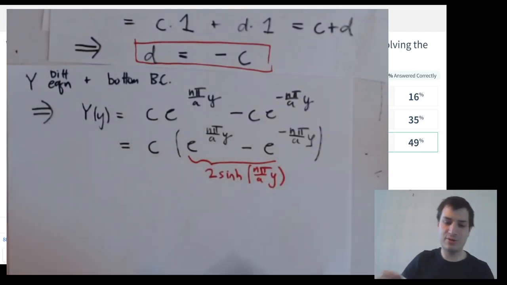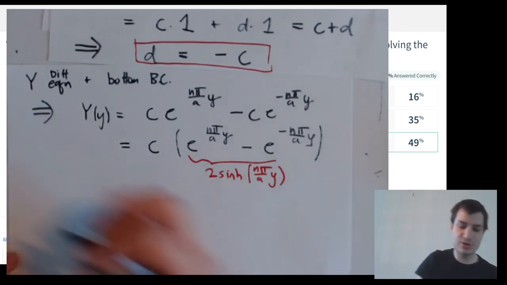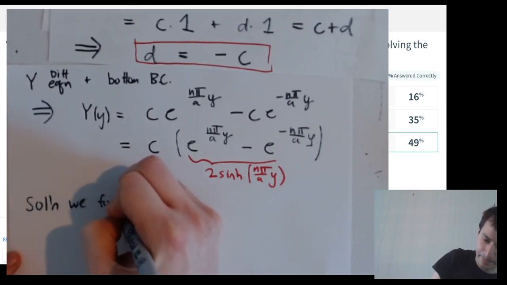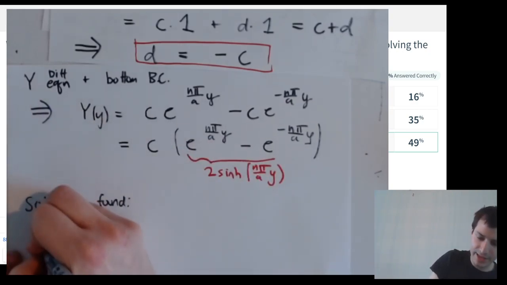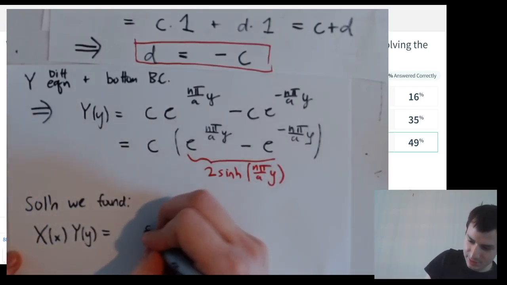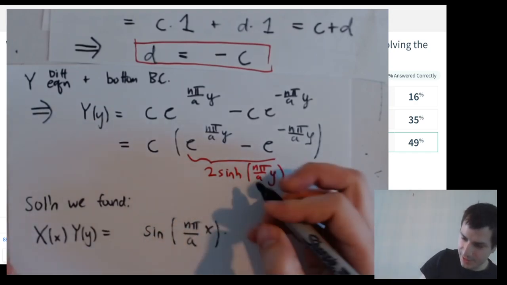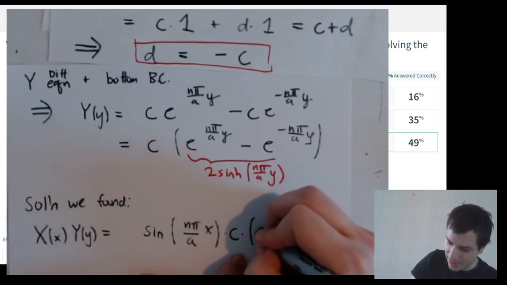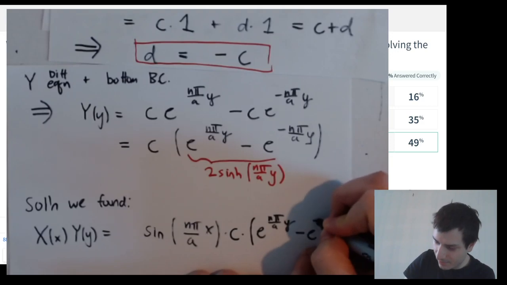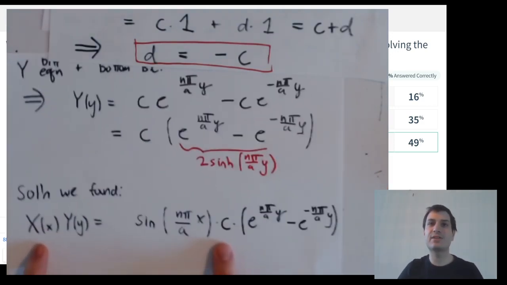So this gives the general solution. We have this Y of y is this, X of x we knew is a sine function. So the solution we found, X of x times Y of y, is the sine of n pi x over a times C times e to the n pi over a y minus e to the minus n pi over a y. That is X of x times Y of y.